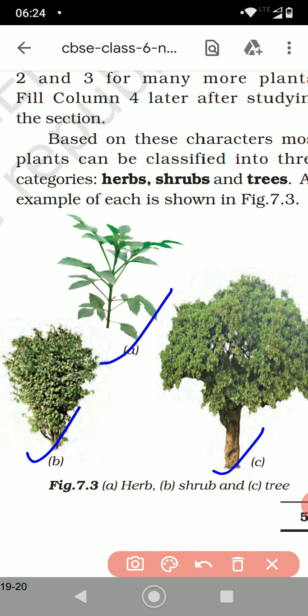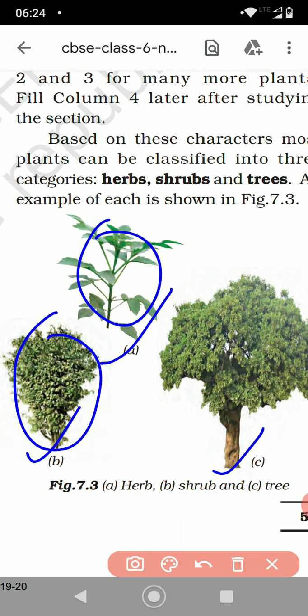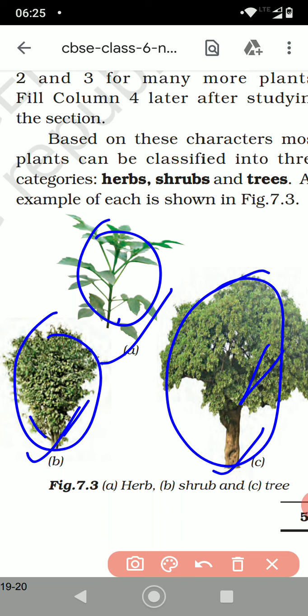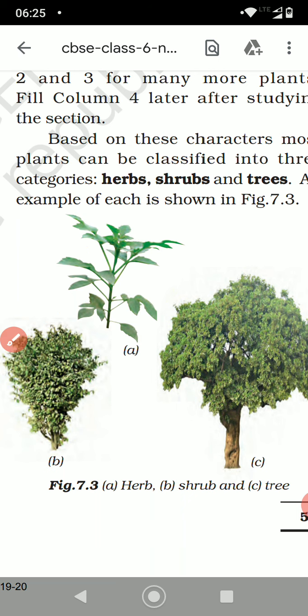So according to the height, A is the shortest one. This one is as tall as you, a little bigger than you, taller than you, and this is the biggest. And when you look at the branches, here you can see the branches appear from the top, here from the base, here also from the base. Yeah, the branches appear from the base only.